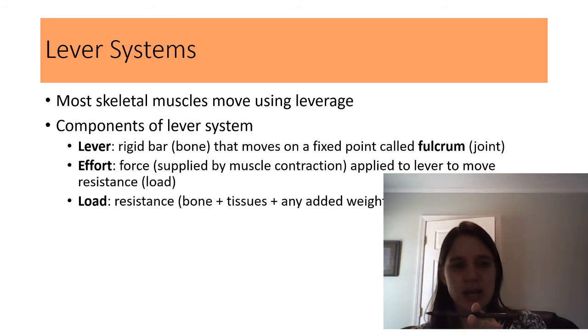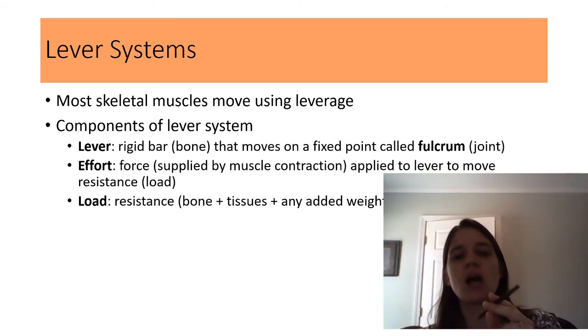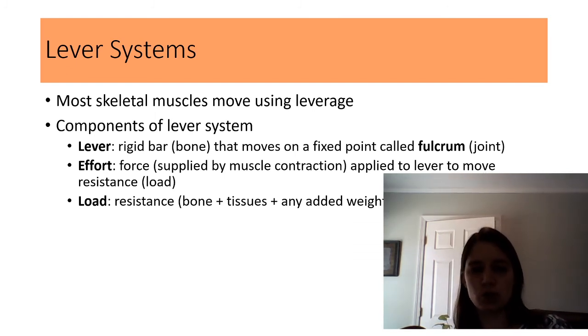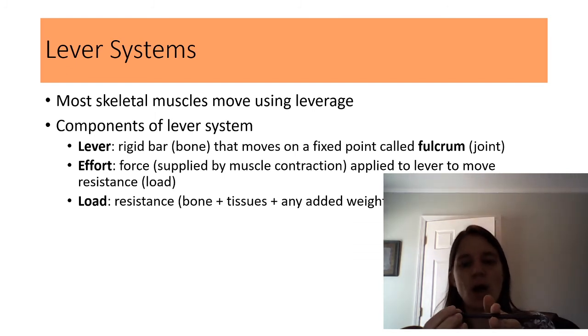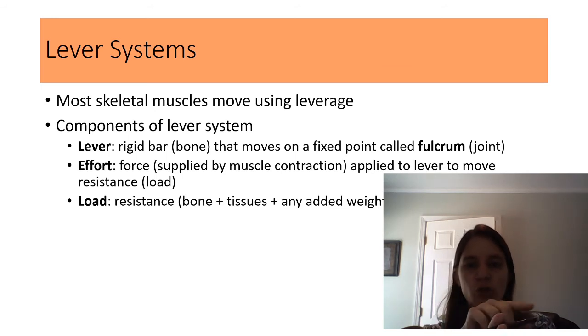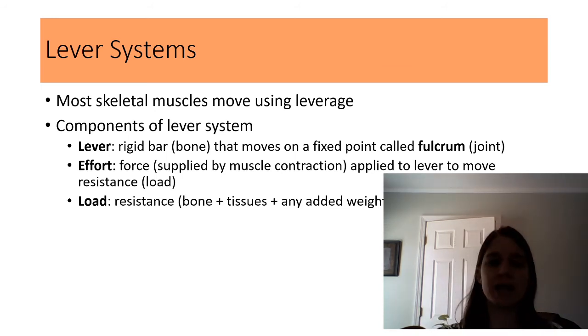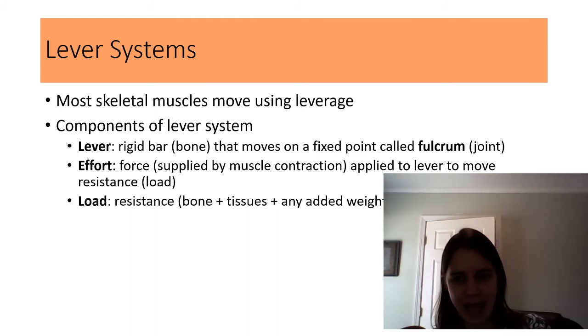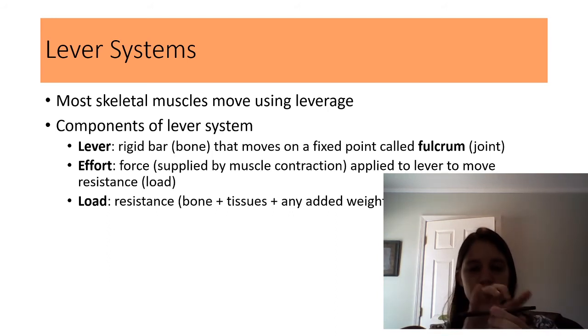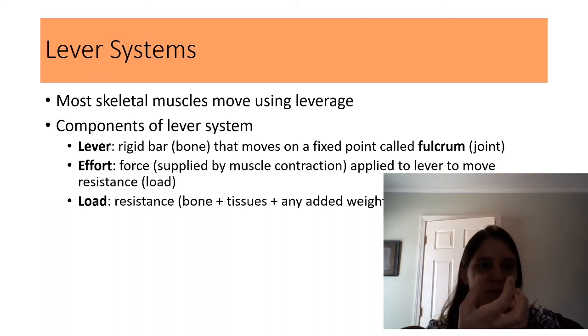The effort is the force that the muscle is going to apply to this lever, right? So if I pull down this lever, the force that muscle applies to it, that's the effort. The load is whatever bone and tissue and any weight is added that needs to move by that effort, right? So lever, fulcrum that it's on, effort to move it, and load is this resistive mass.